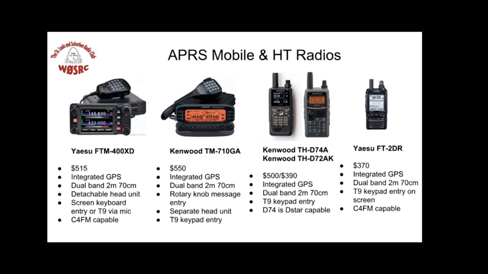So these are the radios. If you're looking to get an APRS, these are the radios that are the best ones. Might not be the cheapest ones, but they're the best, okay? The FTM400, the Kenwood 710, that seems to be the de facto standard. Whenever you want to get a mobile radio that you want to do APRS, that 710 is pretty much the go-to. Then you've got these Kenwoods that are handhelds, and then the Yaesu 2DR. So they're $500. The Yaesu handheld is a little bit cheaper, but still.